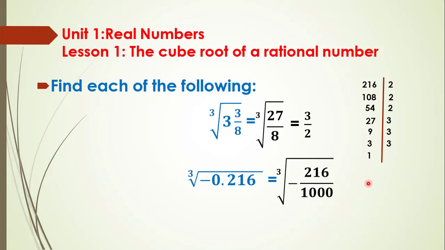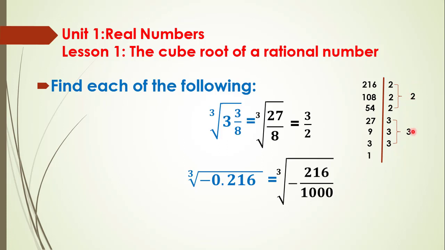Okay, as we said before, we will take only one number from each 3 equal numbers. So here we have number 2, we have 3 2's, so I'll take only 1. And here we have 3's, I'll take 1 3. And multiply them together, so the cube root of 216 will be 2 times 3, which is 6.